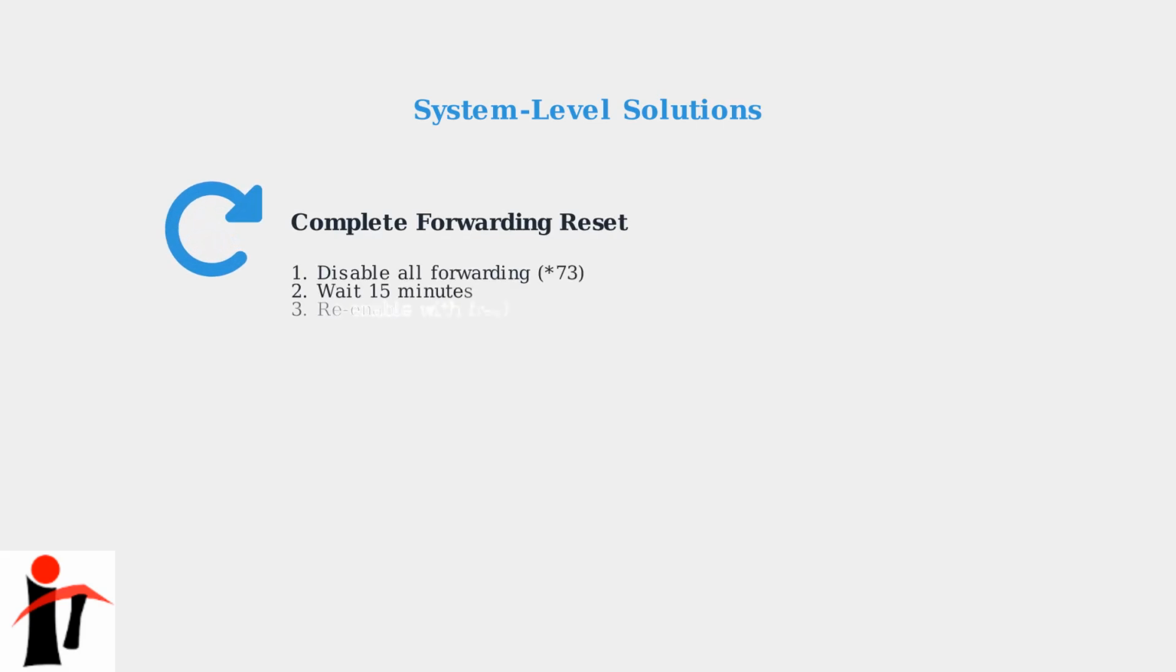When advanced configuration doesn't solve the problem, system-level solutions may be necessary. These involve resetting core forwarding settings. A complete forwarding reset clears all carrier-level forwarding rules and rebuilds them from scratch. This resolves deep configuration conflicts.